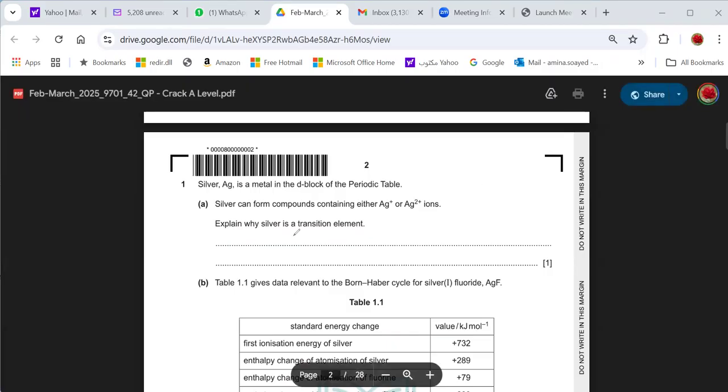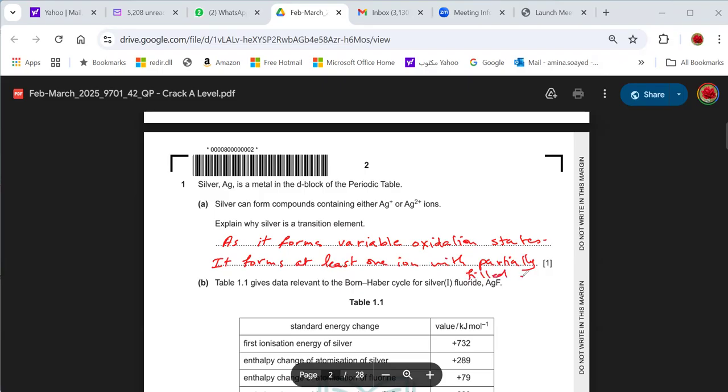So here we can say that silver is a transition metal as it forms variable oxidation states, or we can say that it forms at least one ion with partially filled d orbitals of d subshell. You can say both. Okay.